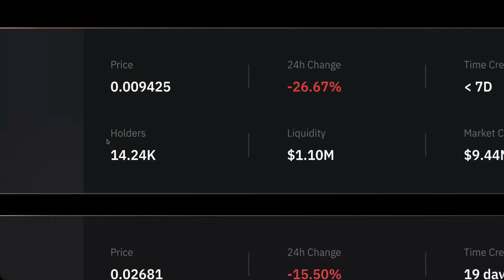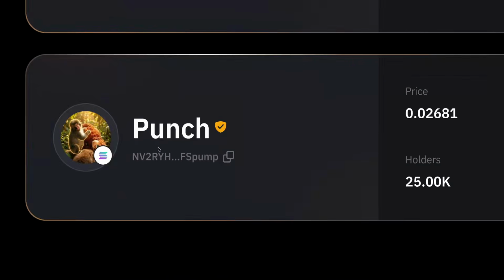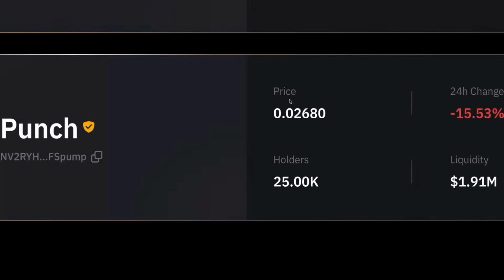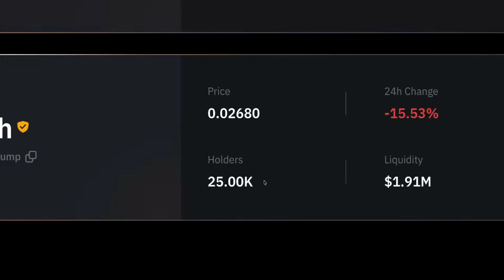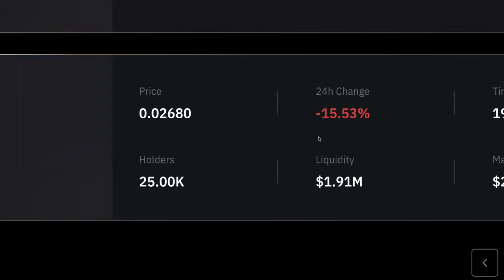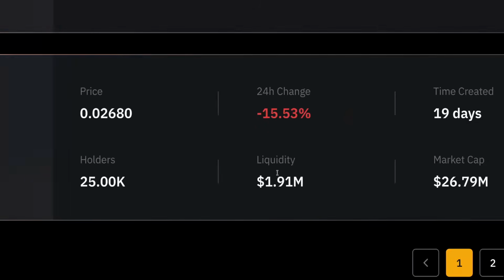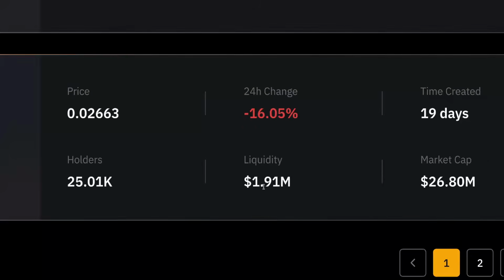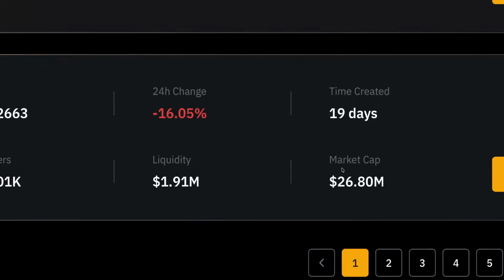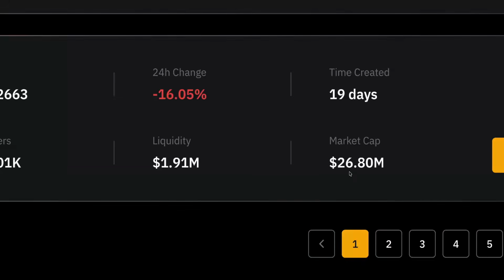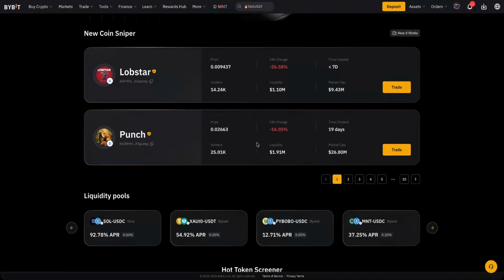But before we go into the trade option, there is another one right here, which is this Punch, as you see right there, still on Solana. The current price is this, with about 25,000 holders. In the past 24 hours, it has dropped by 15%. Liquidity is $1.9 million, and this was created 90 days ago. Market cap is about $26 million.